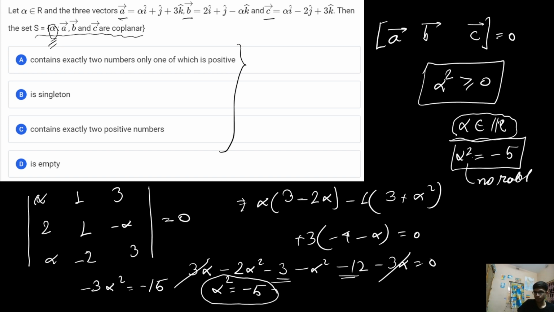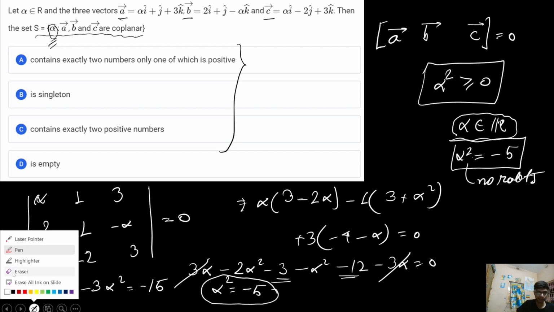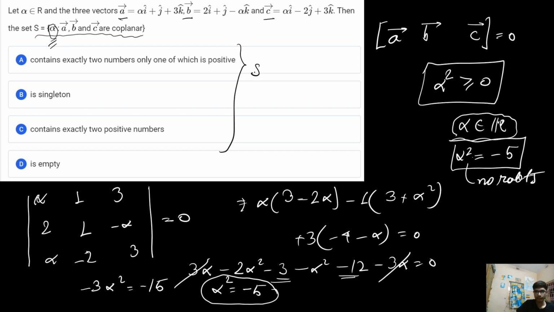That means the set that the question talks about, the set S, is basically an empty set. That means the set S is the null set. So from here, the correct option to this question will be option number D. I hope this discussion is clear.